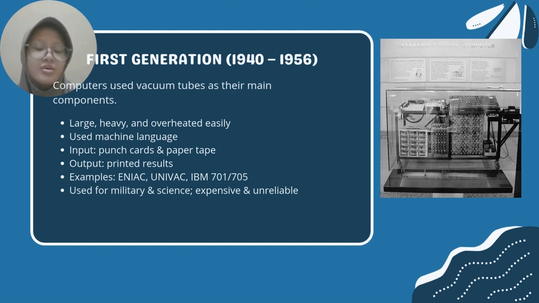Some well-known examples include the ENIAC, UNIVAC, and IBM 701 and 705. These computers were mainly used for military and scientific purposes. However, they were extremely expensive, slow, and not very reliable.